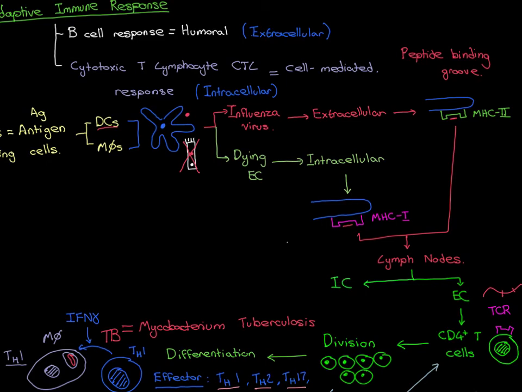So let's put this here and we'll go back to blue for this. Okay, so the other big population of T cells is called the CD8 positive T cells. So these are the two big populations of T cells that we have in our body, the CD4 positive T cells and the CD8 positive T cells. The CD4 positive T cells are part of the extracellular response. They are activated by peptide fragments on MHC class 2 molecules. The CD8 positive T cells are part of the intracellular response and they are activated by peptide fragments on the surface of MHC class 1 molecules.